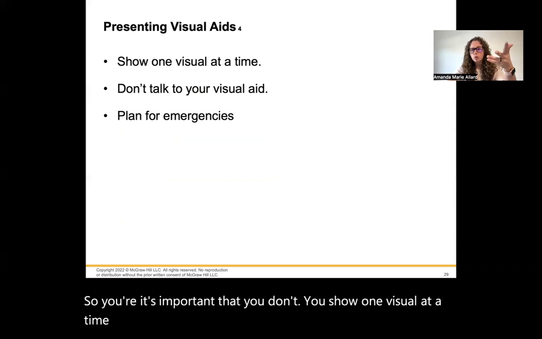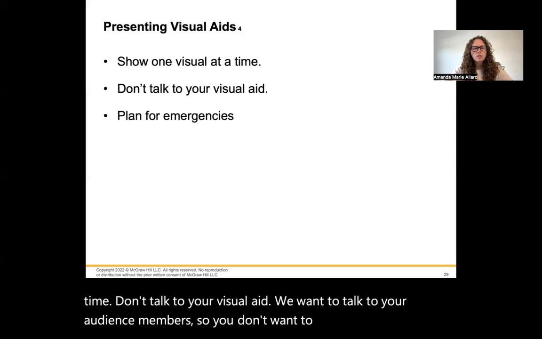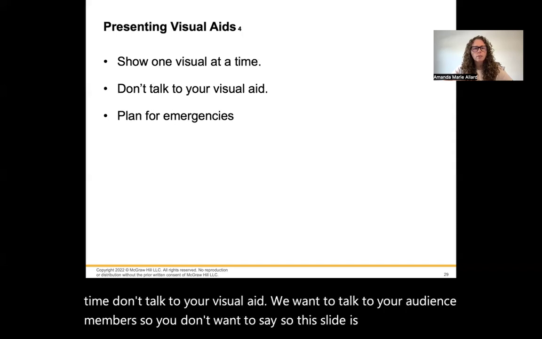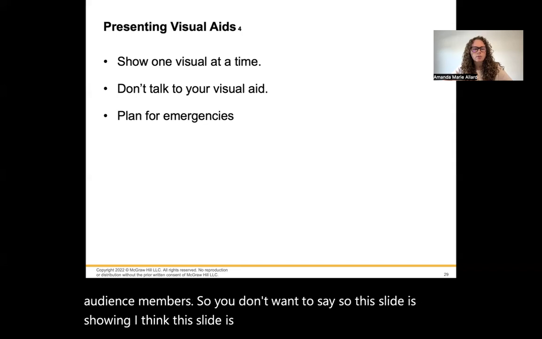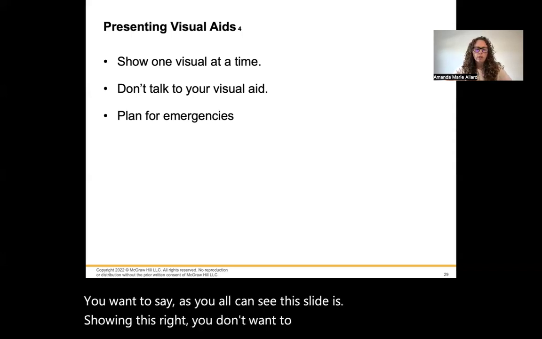Don't talk to your visual aid. You want to talk to your audience members. So you don't want to say, so this slide is showing, I think this slide is showing this, right? You want to say, as you all can see, this slide is showing this, right? You don't want to talk to your visual aid.